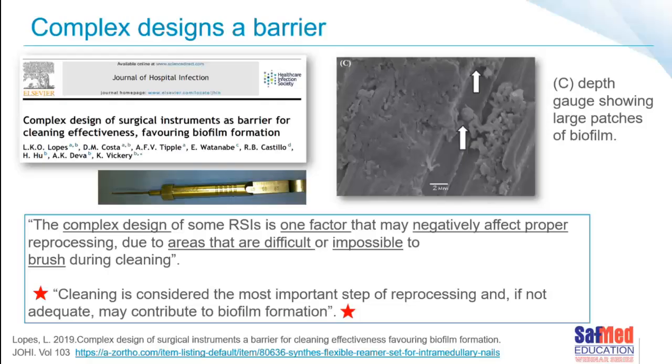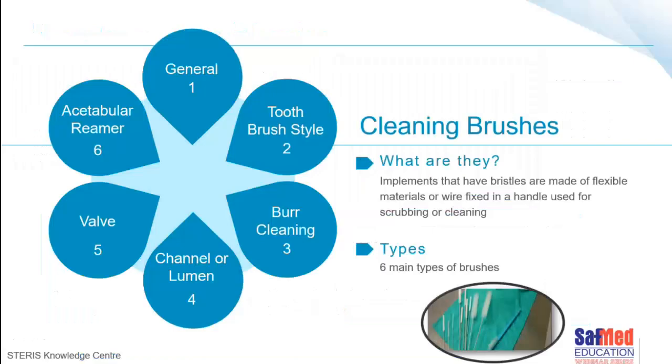Okay, moving on to cleaning brushes themselves. We can group them into six types: general brushes, toothbrush style, burr cleaning, channel or lumen cleaning brushes, valve cleaning brushes, or acetabular reaming type brushes. Of course, we all know that brushes have some form of a handle. It can be a flexible handle, a rigid handle, a metal handle, or more of a synthetic material or plastic type handle, which contains bristles, and those bristles are also very important.